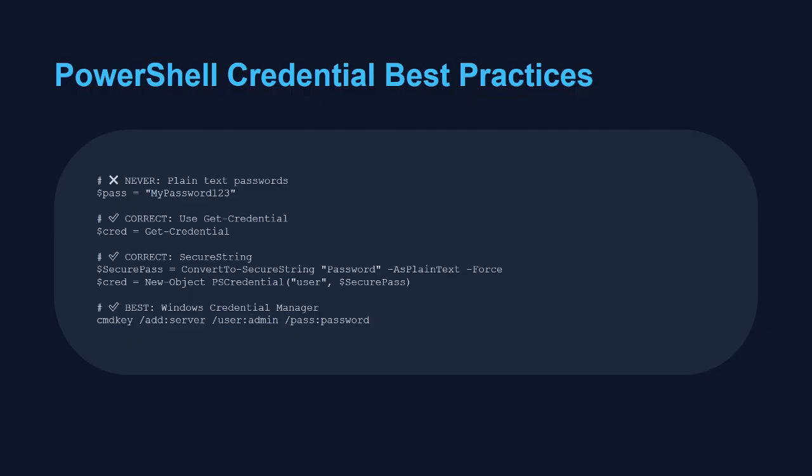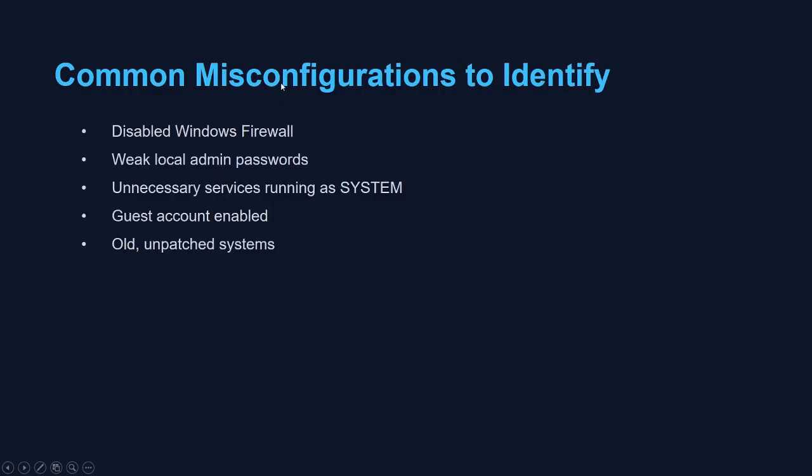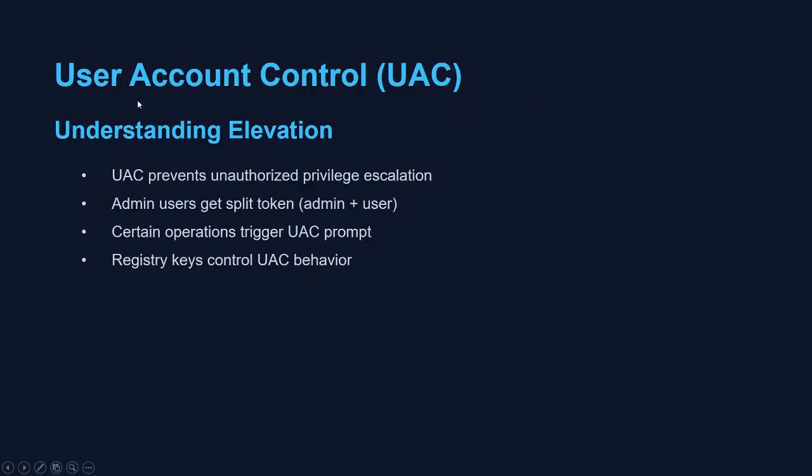PowerShell credentials best practice: never use a plain text password. Correct use: Get-Credential, ConvertTo-SecureString, Windows Credential Manager, cmdkey, password, advanced log analysis. Common misconfigurations to identify: disabled Windows firewall, weak local admin password, unnecessary service running as SYSTEM, guest account enabled, old unpatched system.